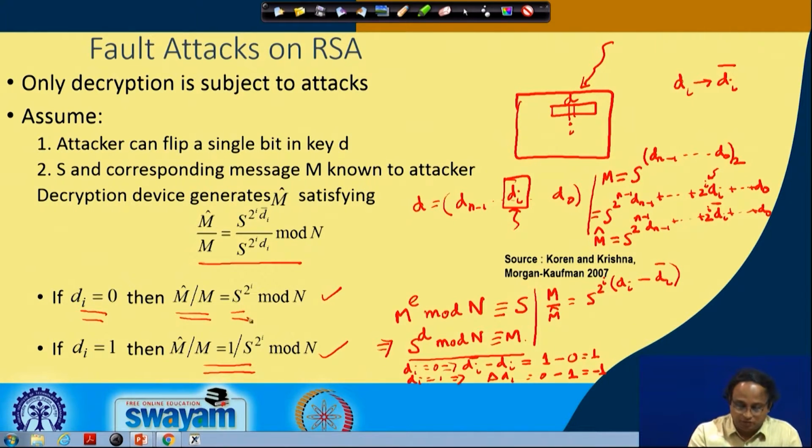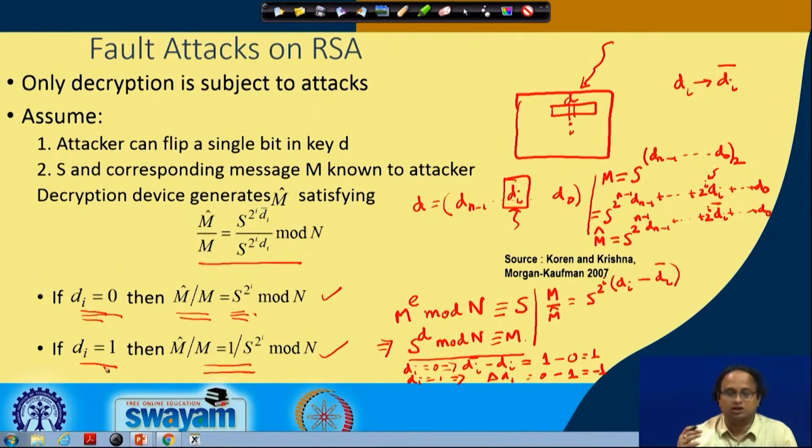So in one case you will have S to the power 2 to the power of I, or in another case you will have S to the power 2 to the power of I whole power of minus 1, that is 1 by S to the power 2 to the power of I. Since the attacker already knows the left hand side and the right hand side, it can easily check which of these two equations is satisfied, and from there can get the information about whether Di was 0 or whether Di was 1. Imagine that if the attacker is able to do this on every bit, then using a linear time complexity algorithm, it can easily retrieve the entire exponent without solving any complicated hard problem.